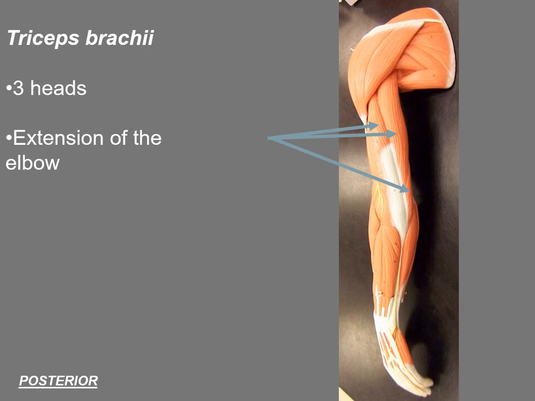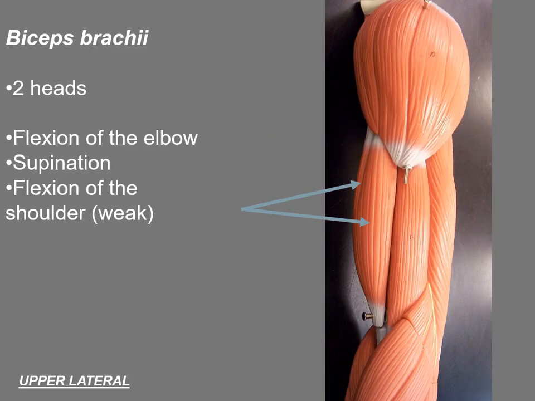So now we're going to look at the actual muscles of the arm. We're going to start with the upper arm. The triceps brachii. Triceps tells you that there are 3 heads, as you can see pointed out in this diagram. It's involved with extension of the elbow. The biceps brachii has 2 heads, as shown by the arrows, and it allows for flexion of the elbow. Flexion of the shoulder is kind of weak. It also, as you can see, allows for supination with the palm.